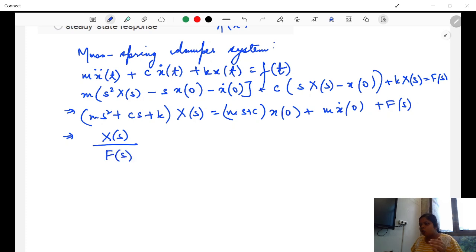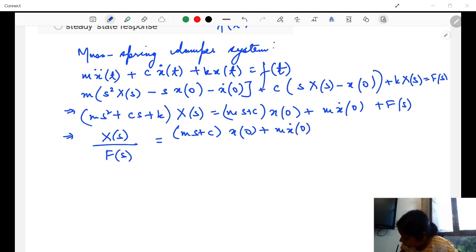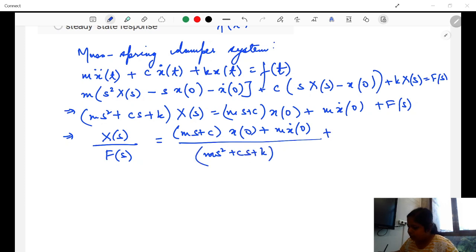So we want to have some sort of relation between output and input. Now they are governed by two things. One is the initial condition and one is some external input. So let's say we want to separate out both the terms. So what we do is we want to take this term, and in the denominator we'll have ms square plus cs plus k, plus the other term which includes the input. So it would be ms square plus cs plus k into F(s).